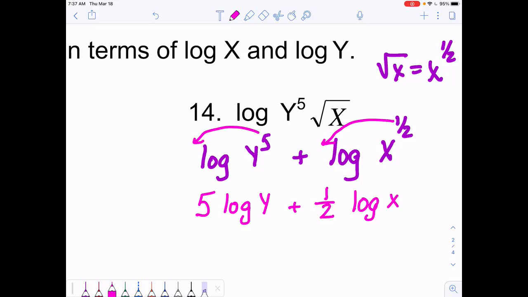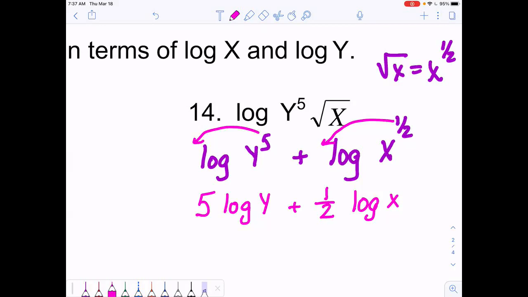So first separate it, product property, into addition. So product separates into addition. And then the second one, the exponent, it's called the power property, moves in front and you're multiplying the log. And that's because with the power property of exponents, you multiply the exponents together. So you're still multiplying, you're just multiplying it in front of the log. Questions on that?